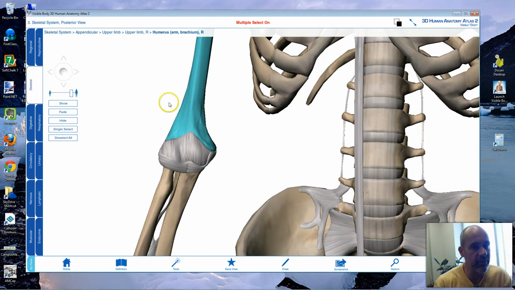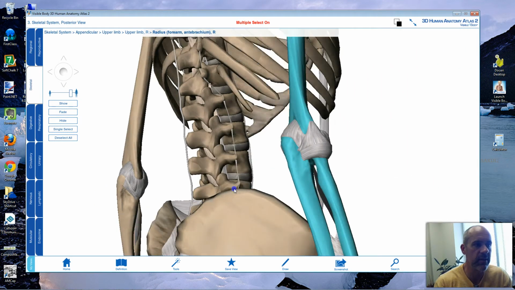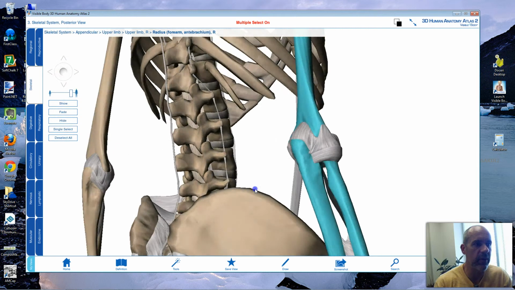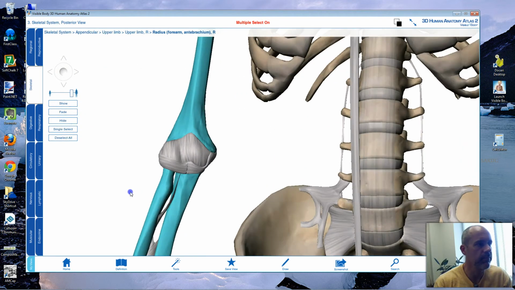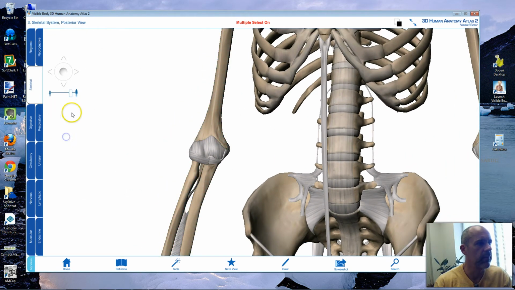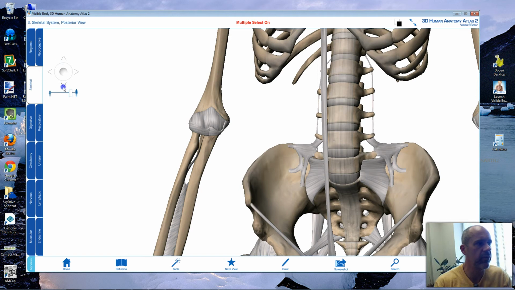And then down here at the distal end, at the elbow, you have your elbow joint, and that is a joint between the humerus and one of your forearm bones called the ulna, and the other forearm bone is called the radius. So we'll rotate that around so you can see those as well. All right, let's deselect those.